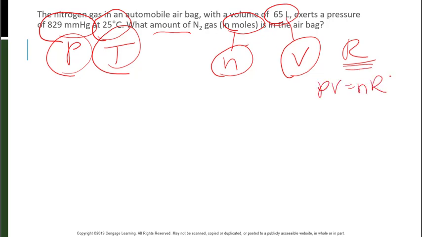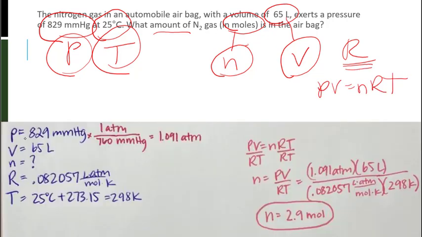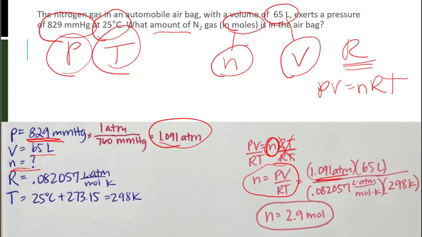PV equals nRT. Looking at my work, I wrote down my pressure. Notice it's in millimeters of mercury. I gotta convert it to atmospheres. My volume is good in liters. We need to find n. So I took my PV equals nRT and I rearranged it to solve for n. So I divided both sides by RT. n is equal to PV divided by RT. Let's plug in our pressure, our volume, our R, and our T. And we should get, with 2 significant figures, because our volume is 2, 9 moles.